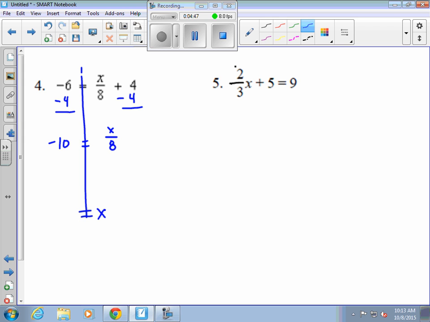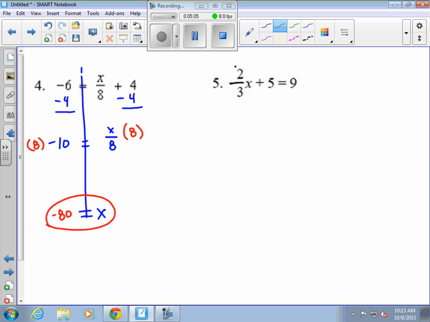Plus 4 minus 4 is eliminated. That says x over 8, which means divide by 8. Cancel divide by 8 by multiplying by 8. You multiply the right, multiply the left. 8 times -10 is -80.